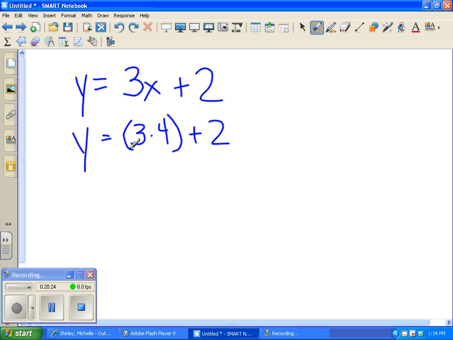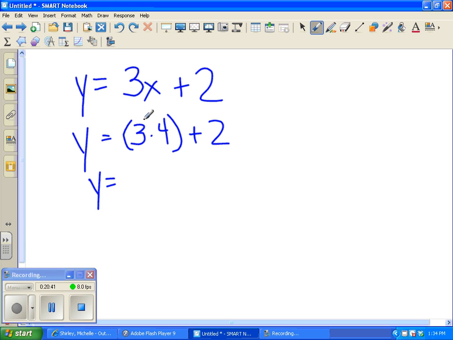But I'm going to do this part first. Remember, what's in parentheses means do me first. And I really do have to do this first. If I didn't and I did 4 plus 2, that would not work out. That's not what was meant to happen. It was meant to multiply 3 of whatever x is first.